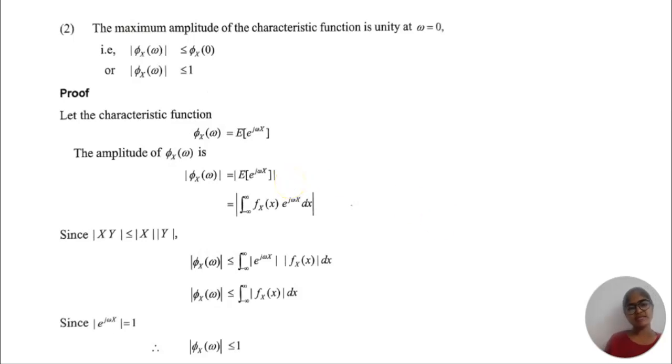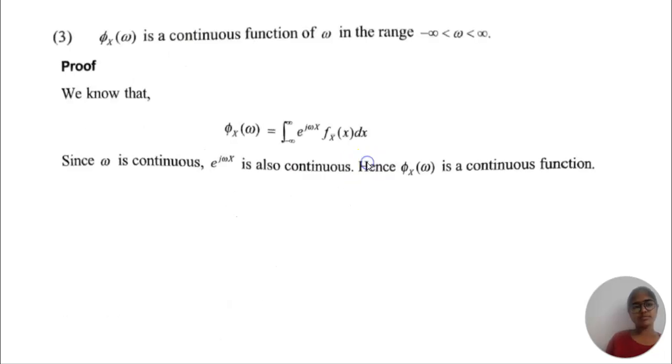Let the characteristic function phi x of omega equal E of e power j omega x. The amplitude of phi x of omega is modulus of phi x of omega equal to modulus of E of e power j omega x, equal to modulus of integral from minus infinity to infinity f x of x e power j omega x dx. Since modulus of e power j omega x equal to 1, therefore modulus of phi x of omega is less than or equal to 1.